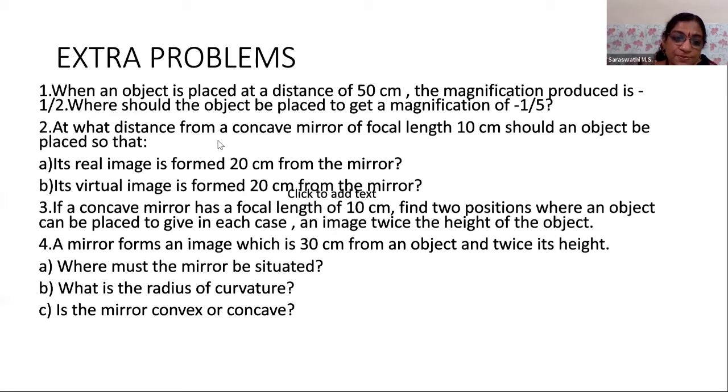Virtual erect enlarged is possible. Real inverted enlarged is possible. If the object is placed between C and F, you get the magnification as -2. If it is placed between P and F, you get the magnification as +2. So for both the cases, you should find. Shall we do this sum? Yes, ma'am.